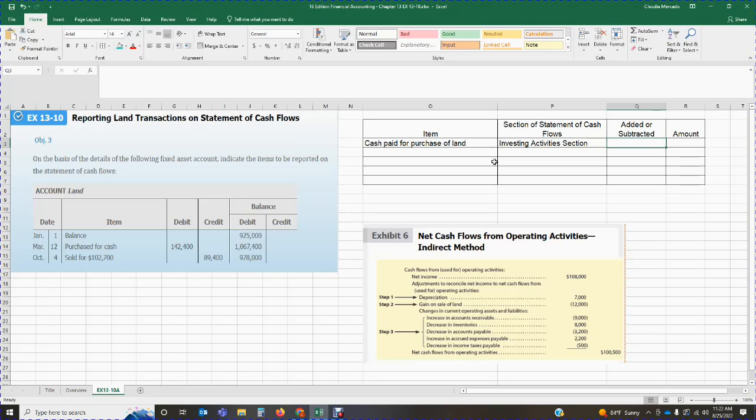Okay, now are we going to add or subtract? We need to look at the impact of this transaction to cash. So we know that land is increasing because now we have more land, but I paid for the land with cash. So I'm interested in knowing, because I am preparing the statement of cash flows, what is happening to my cash because of this transaction. Did my cash increase or decrease because of this transaction? Well, you did buy land and you used up your cash, so that means that your cash decreased. So this is going to be deducted.